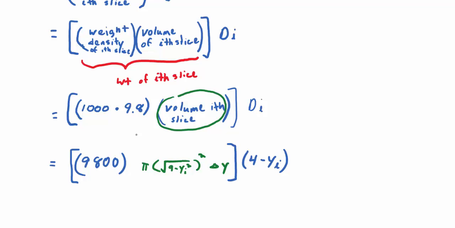And then let's clean it up. I get 9,800 pi, and then I'll just have, I guess I need parentheses around it, the square root of 9 minus y sub i squared times, I'm going to write the quantity 4 minus y sub i next, and then I'll put the delta y on the end. And that is definitely the hard part of this problem. That's why I belabored it so long.